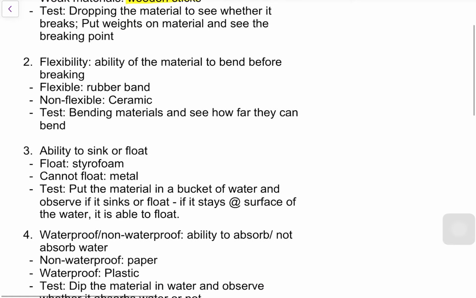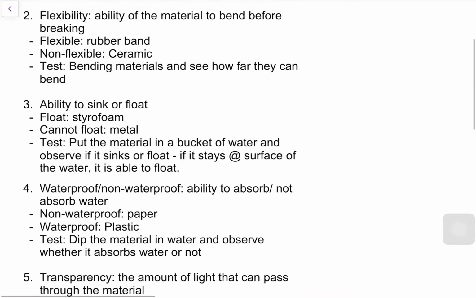All right, so secondly is flexibility, which is whether you can bend it. All right, so flexible materials can be bent, while non-flexible materials, when you bend them, will actually break. So we have 2 examples here, rubber band and ceramic. We can actually test the flexibility of materials through bending them and seeing how far they can bend. So the further the material can bend, it tells us that the material is more elastic.